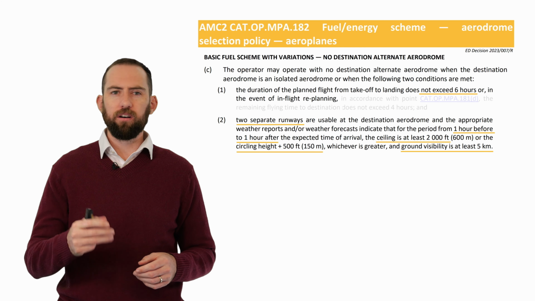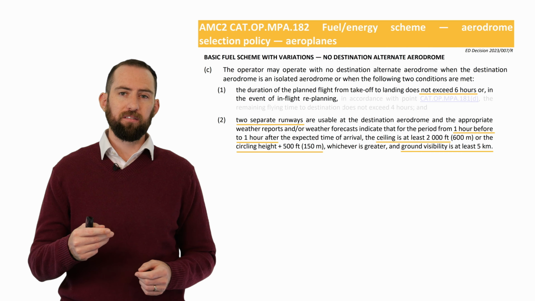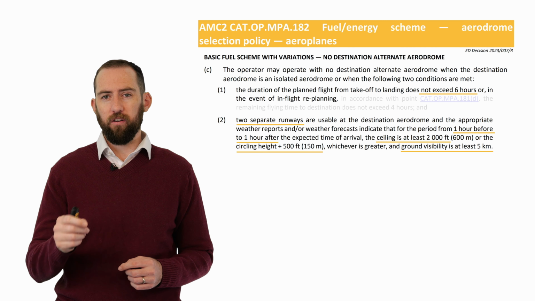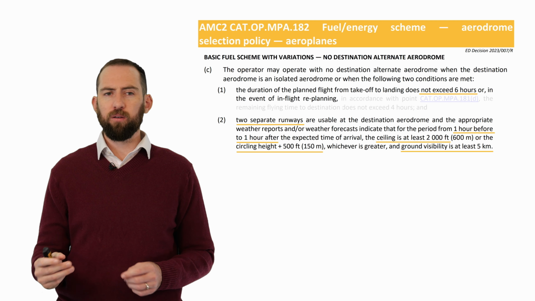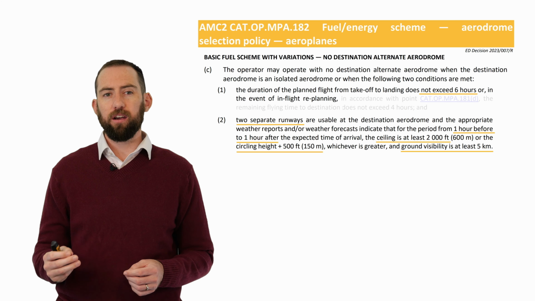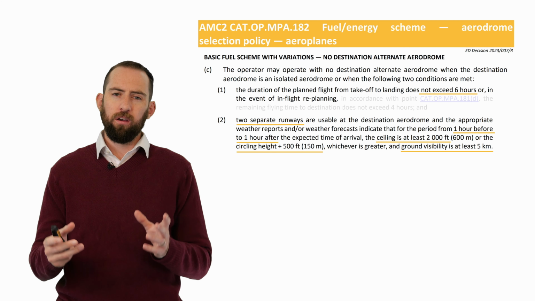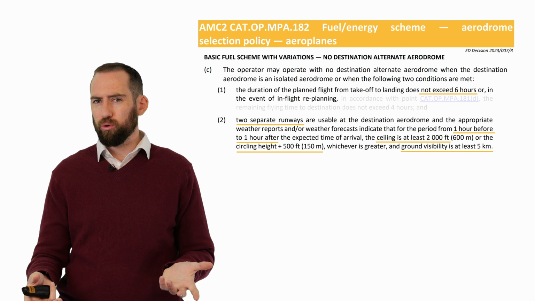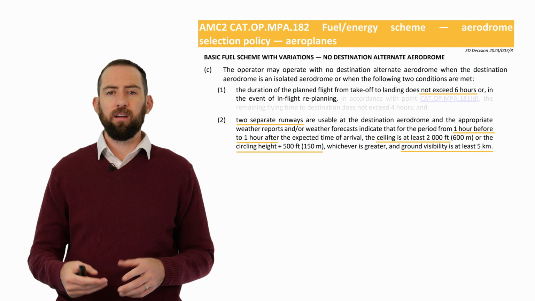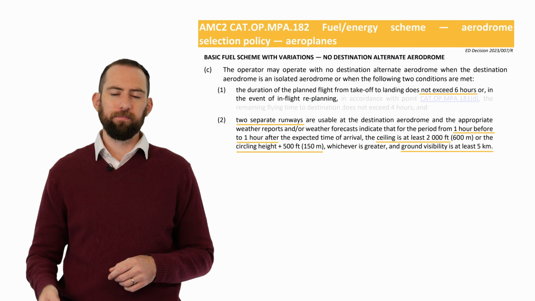Typically, at least one alternate is required for all IFR flights. There is an alleviation for operators using the basic scheme with variations, whereby they may plan without a destination alternate, but there must be a high level of assurance that the aircraft would not require an alternate. So this means the trip has to be short, less than 6 hours, there needs to be 2 separate usable runways, and the weather needs to be good.